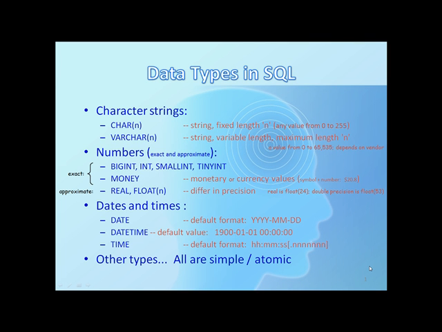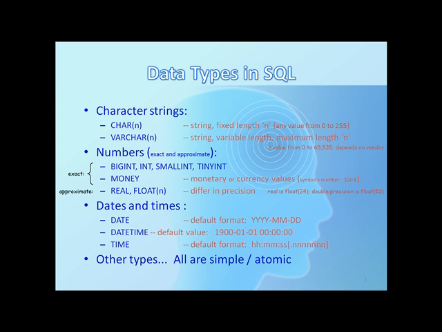Let's see data types in SQL. Character strings. The first one is char: a string with fixed length n, any value from null to 255. Varchar n: a string with variable length, maximum length n from null to 65,535, depending on the vendor.